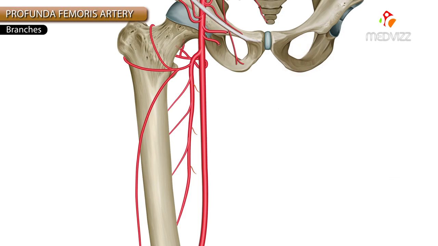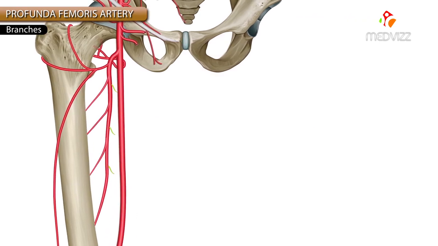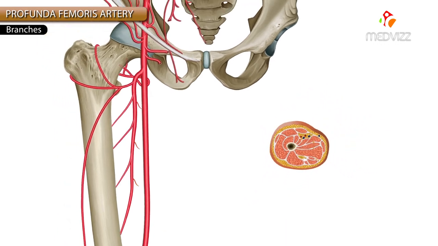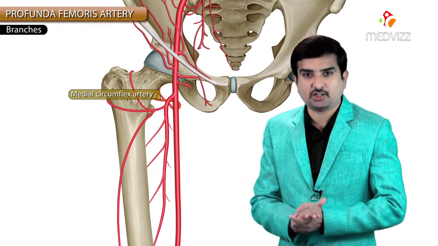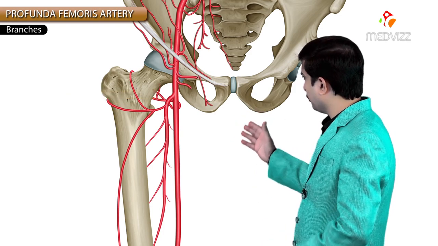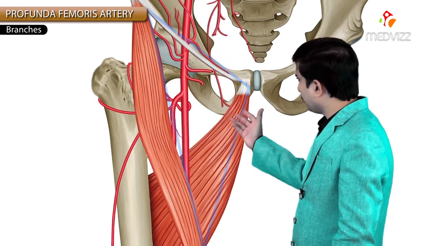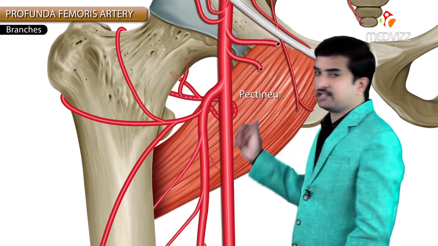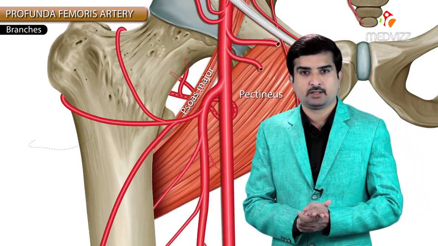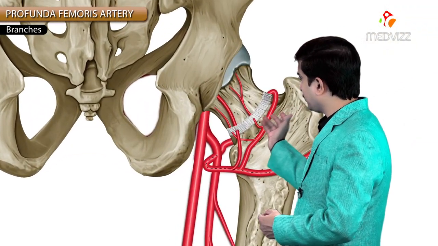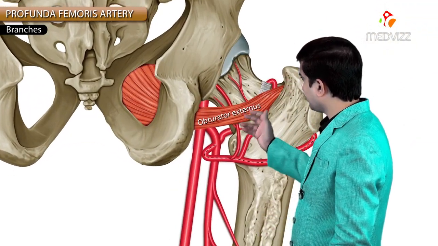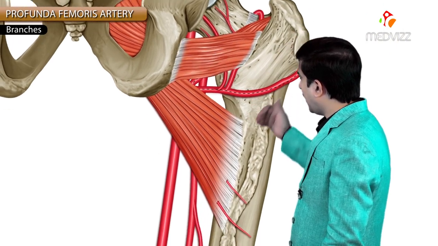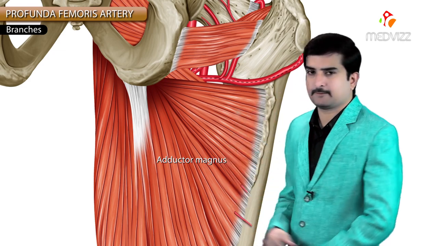The muscular branches, as the name implies, supply the muscles of all the compartments of the thigh. And the medial circumflex femoral artery, which is a branch of profunda femoris artery, leaves the femoral triangle by passing posteriorly between the pectineus as well as psoas major muscles. Then it passes successively between the obturator externus, adductor brevis, and between the quadratus femoris, as well as the upper border of the adductor magnus.